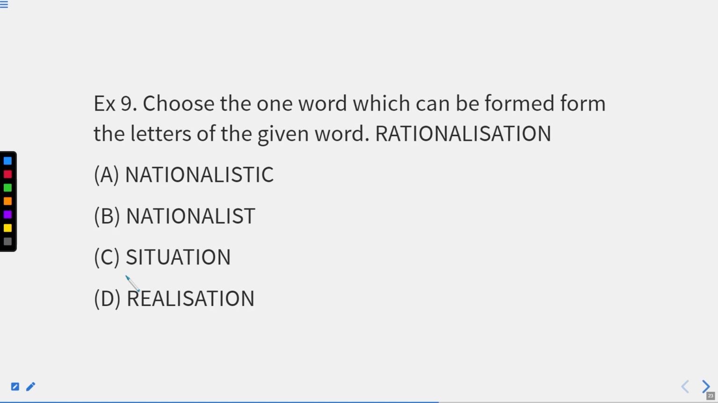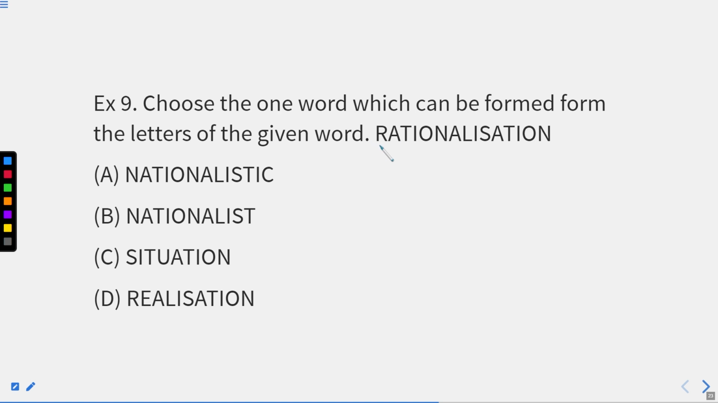Here, it's an easy question for you. For the starting of the question, we'll read it properly. Choose the one word which can be formed from the letters of the given word. So it's a very easy question. The word that is given is rationalization.